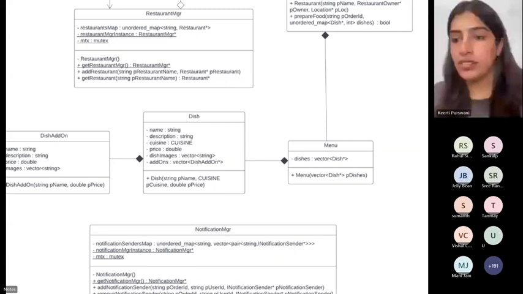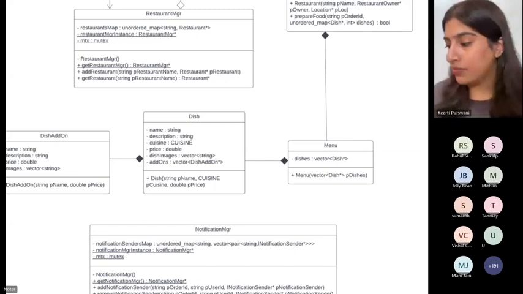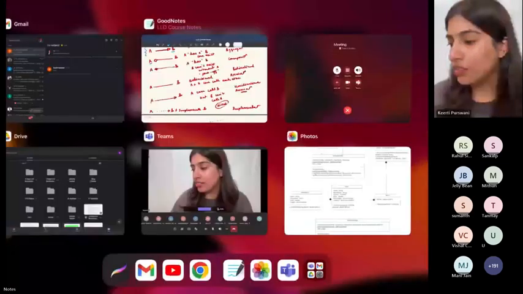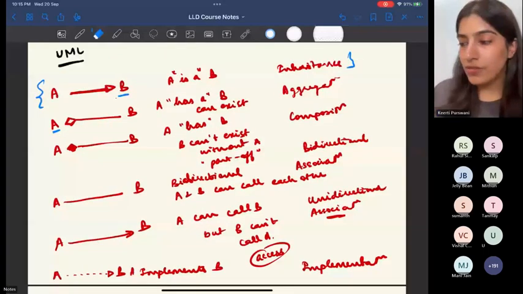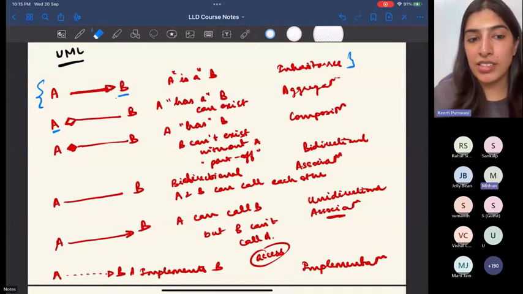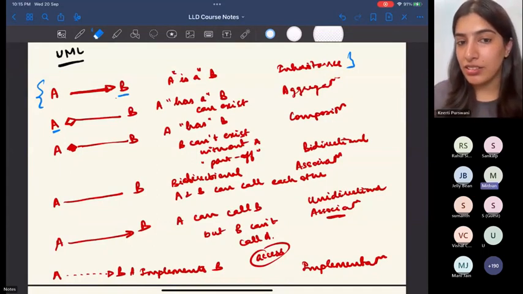In an is-a relationship, is the triangle towards the base class or the subclass? Let's look at it. The is-a relationship has an arrow. The has-a relationship has a diamond. Yeah, so this is towards the subclass, right?